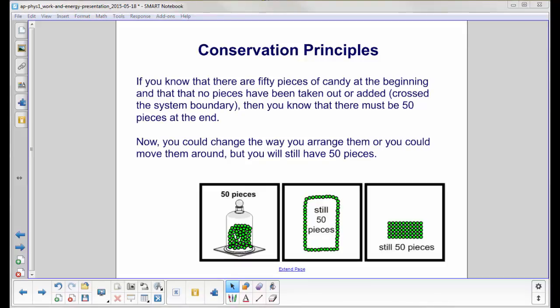If you know that you start with 50 pieces of candy here in the beginning, and that no pieces have crossed the system boundary, which means we haven't taken any out, haven't put any in, then you know there must be 50 pieces at the end. We talked earlier about not caring what happened in the middle of the process. In the middle, maybe the pieces could have been arranged like this, they could have been like this, but you still have 50 pieces.